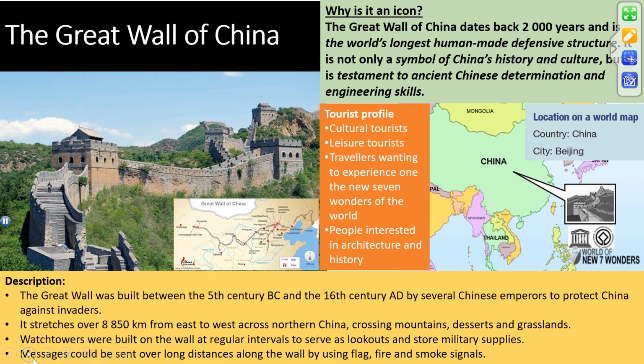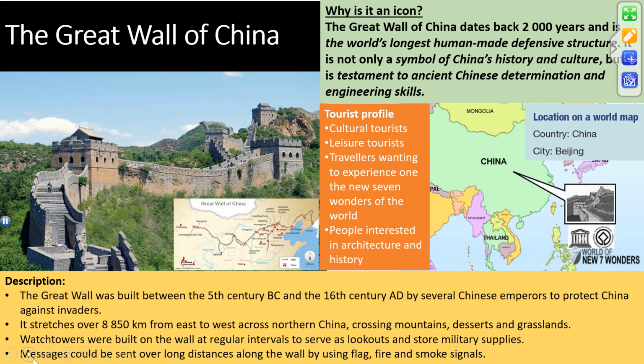Now, just to put this into perspective for you, the distance of 8,850 kilometers is roughly the distance from the north to the south of Africa. So from Egypt to South Africa is roughly the same distance as the length of the Great Wall of China.